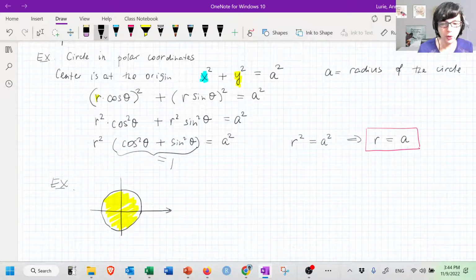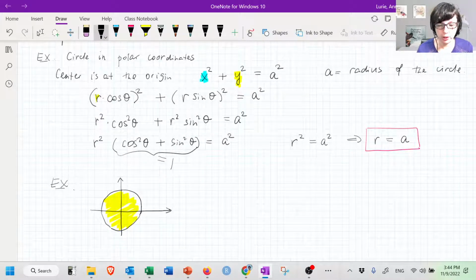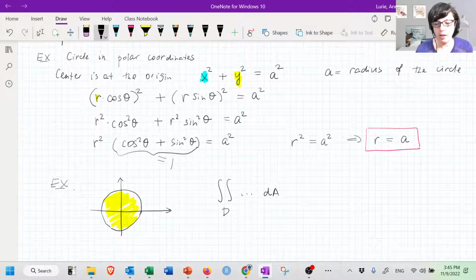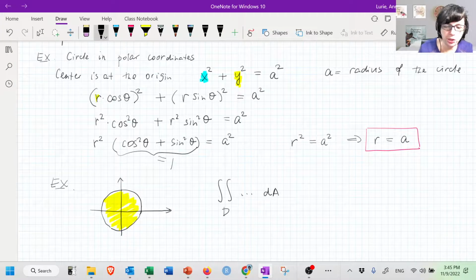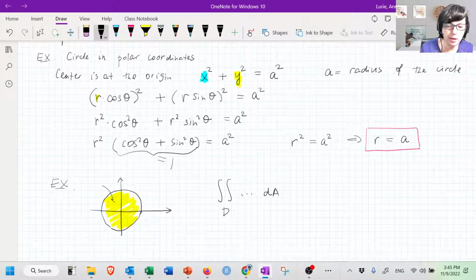So what you want to do is switch to polar coordinates. Generally, what you want to do is integrate some function over that region, we'll call it D, and then dA. dA is going to be like dy dx or dx dy, depending on your preference. So this is your region D, right? This right here, that's D.